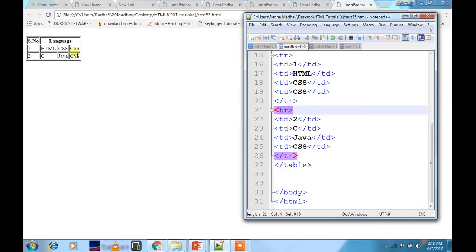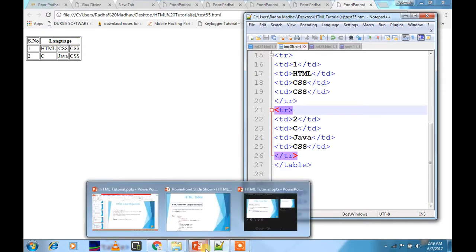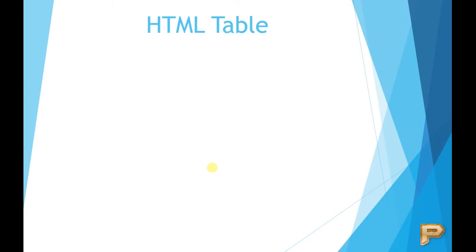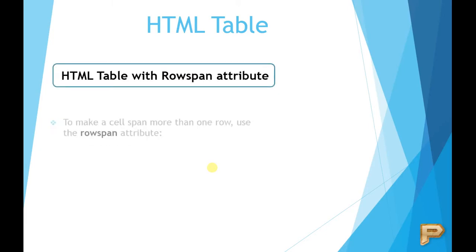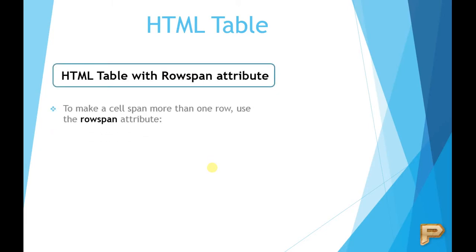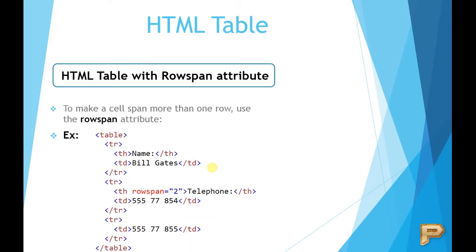These are the rows. Rows, again I am telling you learners, are horizontal, and if you go vertically, those are the columns. Now we'll proceed further. Now HTML also has the rowspan attribute just as colspan. To make a cell span more than one row, we use the rowspan attribute. Now this is an example.